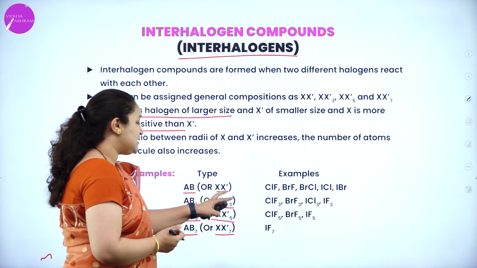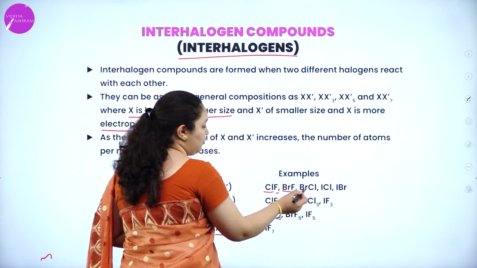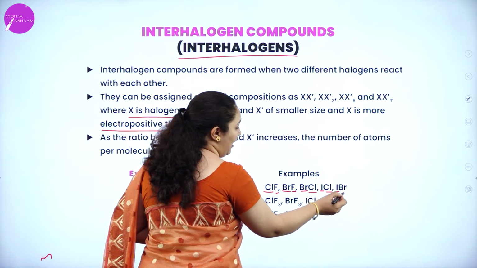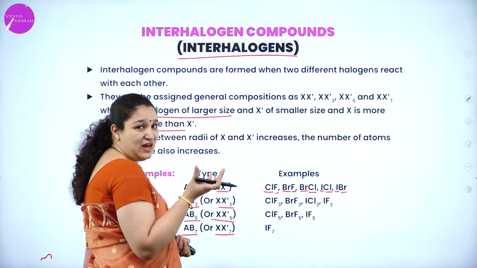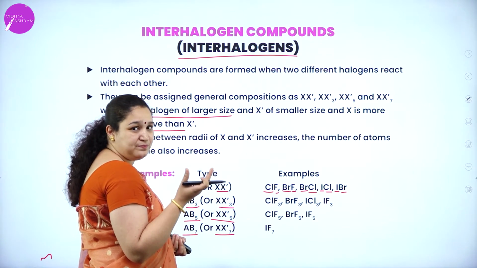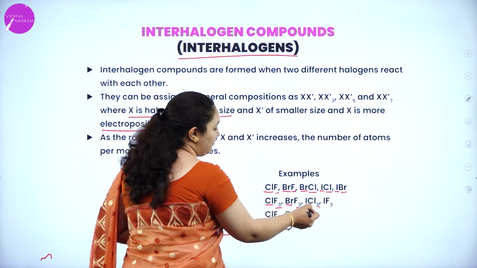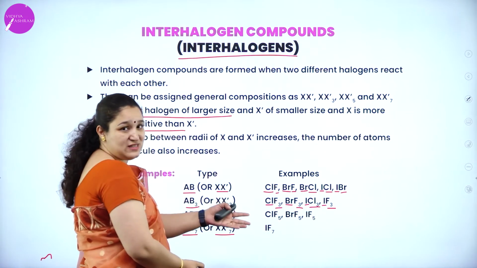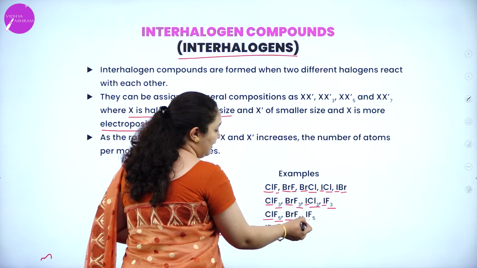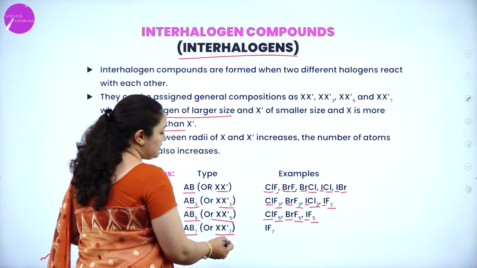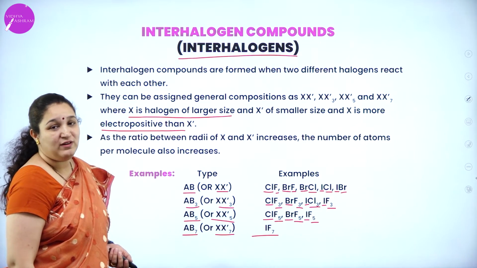You can see here what X' will form. X is chlorine with smaller fluorine, bromine with fluorine, bromine with chlorine, iodine with chlorine, iodine with bromine. So the X atom is the atom which is larger in size and more electropositive. Correct? Next, for XX'3, you have chlorine with fluorine, bromine with fluorine, iodine with chlorine and iodine with bromine. Here only the stable ones are listed. Then for XX'5, chlorine with fluorine, bromine with fluorine and iodine with fluorine. That's all. Last, XX'7: I have only IF7, where iodine is forming with 7 fluorine atoms.